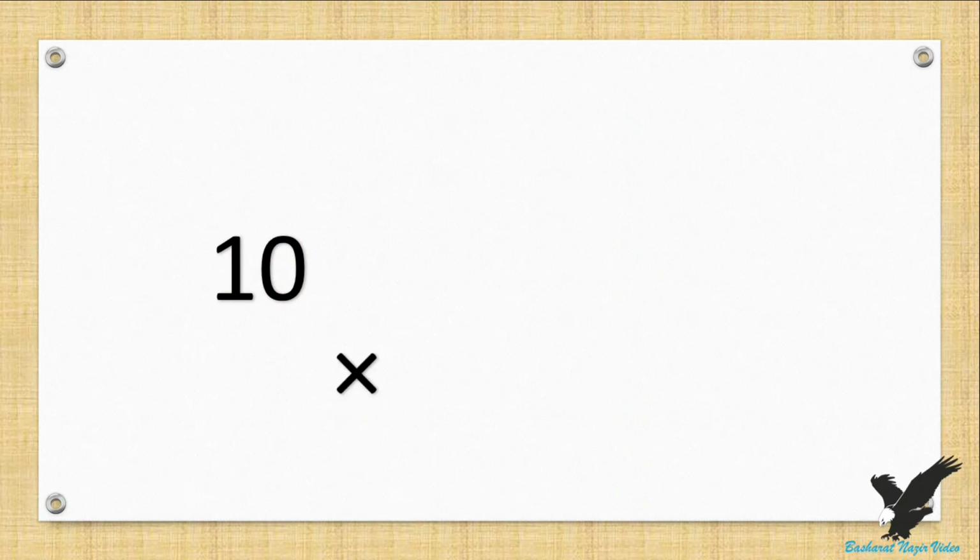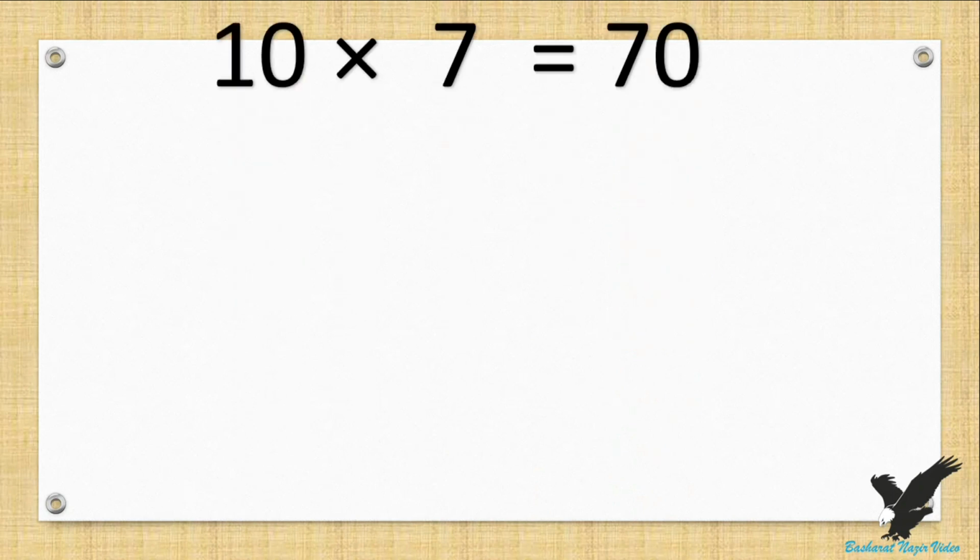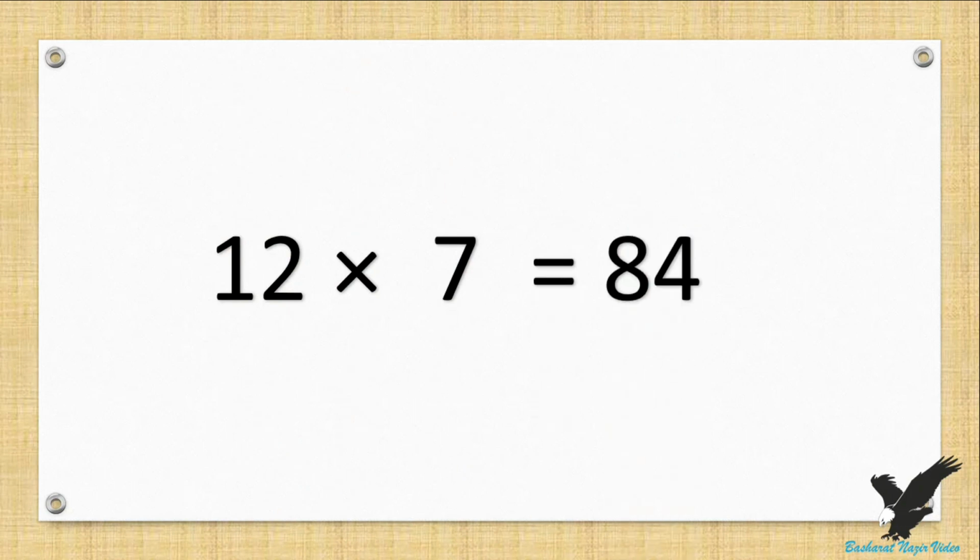10 times 7 equals 70. 11 times 7 equals 77. 12 times 7 equals 84.